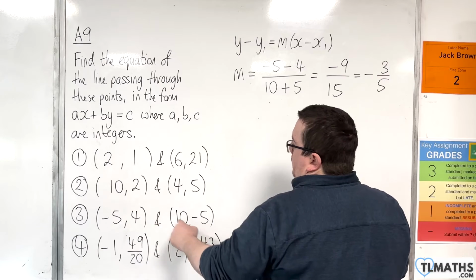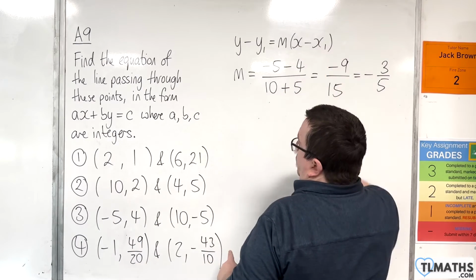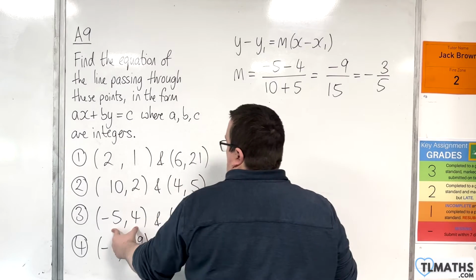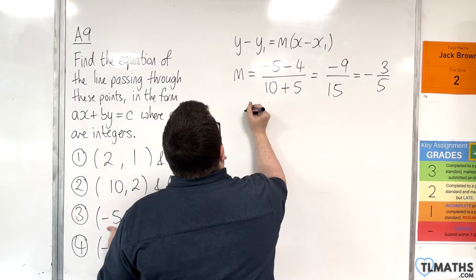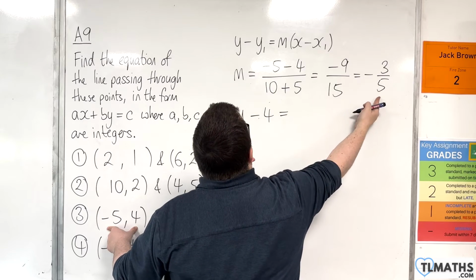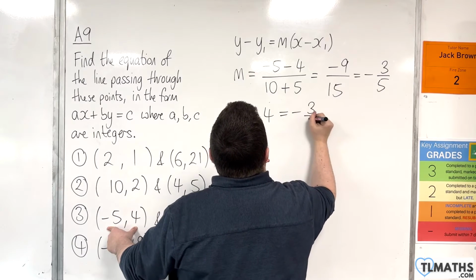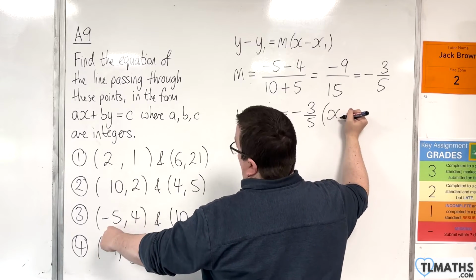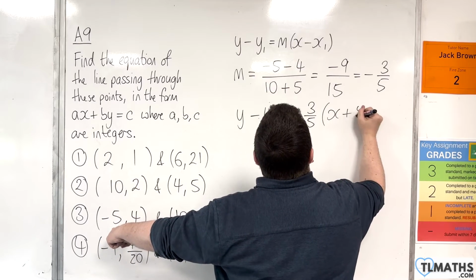Now choose one of the points that's going to go into your form, into your equation. Let's go with this one, minus 5, 4. So y minus 4 is equal to m, so minus 3/5, x plus 5. So it's take away minus 5, so x plus 5.